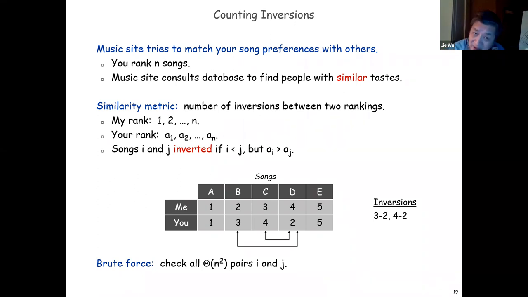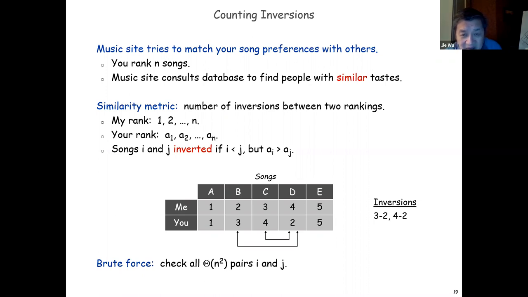So what's the similarity definition? One way to define it is called inversions. Suppose my rank is 1, 2, 3, ..., N. That really means that you just label the N songs 1, 2, 3, 4, ..., N. And your rank is A1, A2, ..., AN.